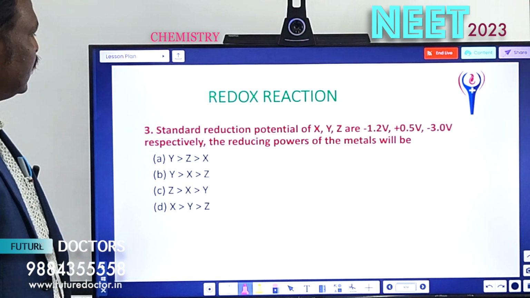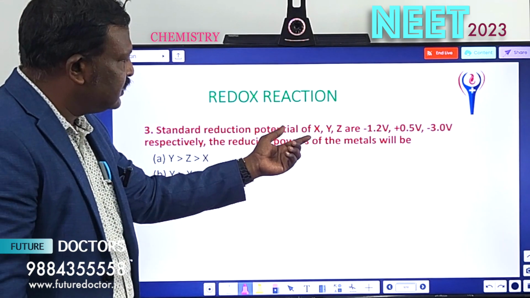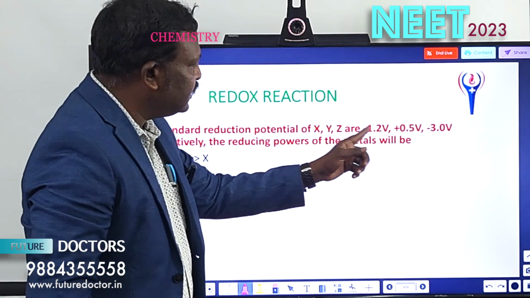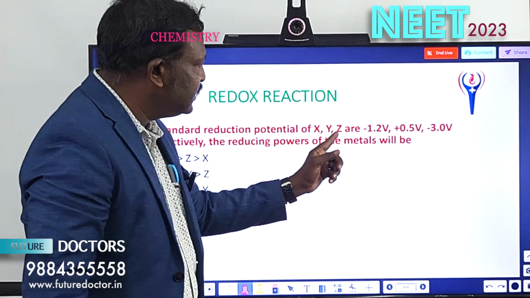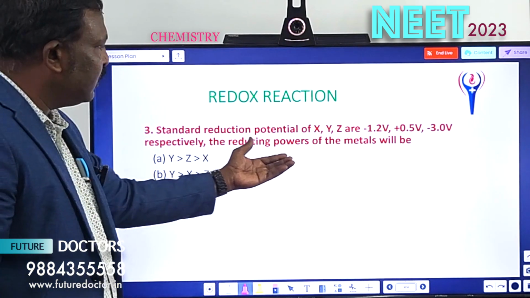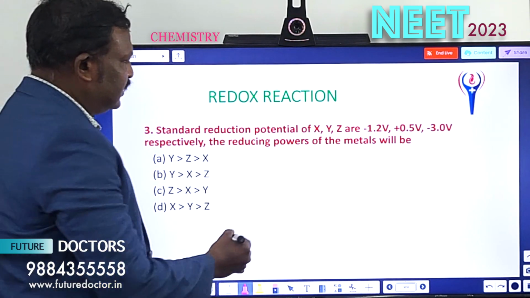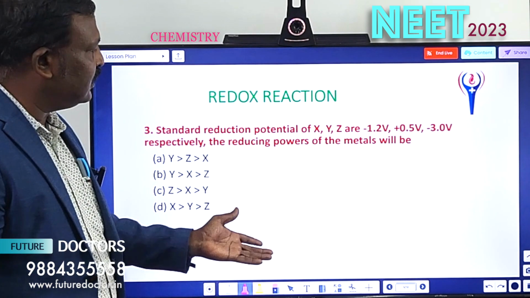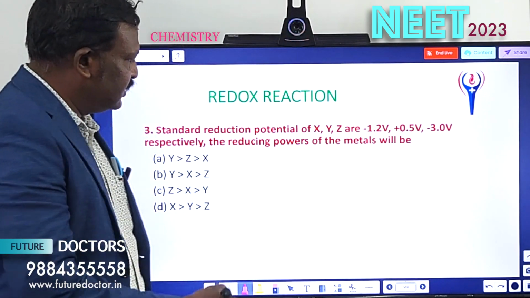Third one. Here I have given some reduction potential values for X, Y, Z. So for X, minus 1.2 volts. For Y, plus 0.5 volts. For Z, minus 3.0 volts, respectively. Reducing power of the metal. So here, how to find out the reducing power? Just remember like this: any species or any metal that is a strong reducing agent will have a large negative value.